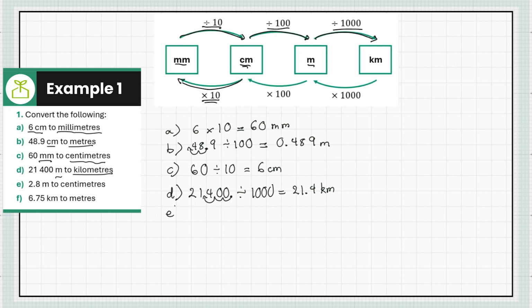Alright, let's look at E. We have 2.8 meters and we're converting it to centimeters. If we're going from meters to centimeters, we follow this arrow here, which says we need to multiply by 100. So we do 2.8 multiplied by 100, which is just going to be the same as moving that decimal place 2 spaces to the right. So if we move it once, we have 28, and move it twice, what we actually have is 280. Alright, so it'll be 280 centimeters.